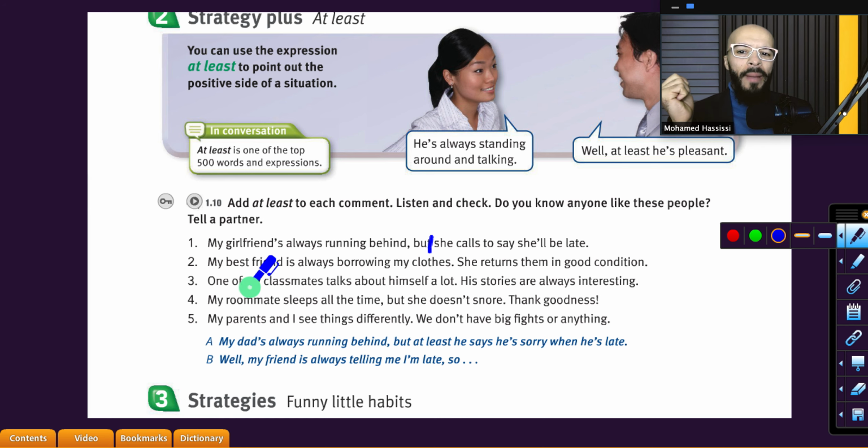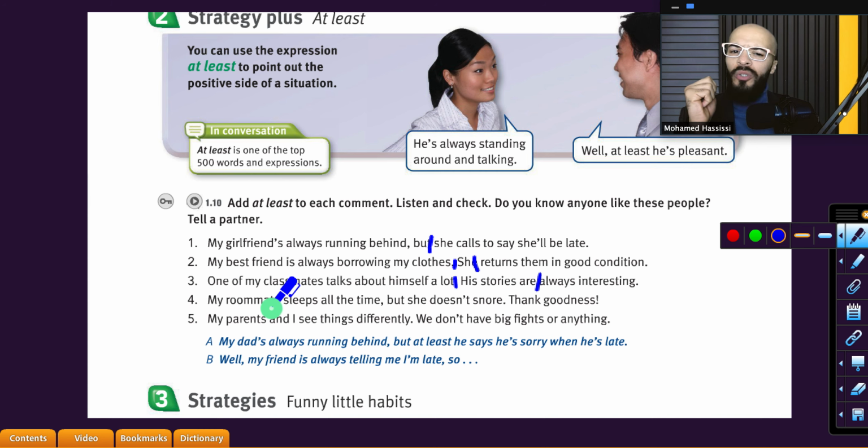All right, let's do this. My best friend is always borrowing my clothes. She at least returns them in good condition. You can also say, at least she returns them in good condition. That's also possible. One of my classmates talks about himself a lot. At least his stories are always interesting. You can also say, his stories are at least always interesting. Okay? So at least can also come after the verb to be when we have the verb to be.